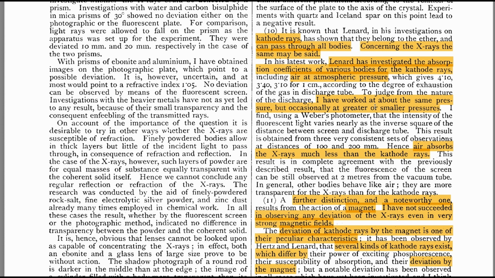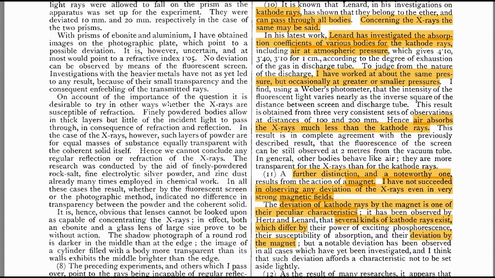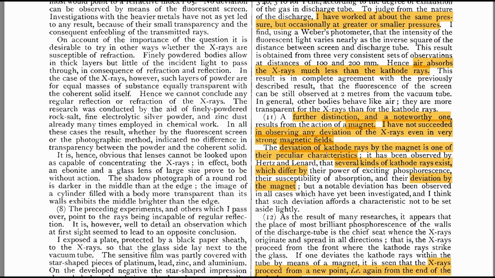Then Röntgen further emphasizes the difference of the two rays with magnets here. For the cathode rays, Röntgen mentions that magnets can be used to identify several kinds of cathode rays. However, he could not observe any deviation of the X-rays even in strong magnetic fields, as the 11th paragraph here says. These statements show that cathode rays have different kinds, those that are classifiable using different strengths of magnets, whereas X-rays cannot be classified with that method.